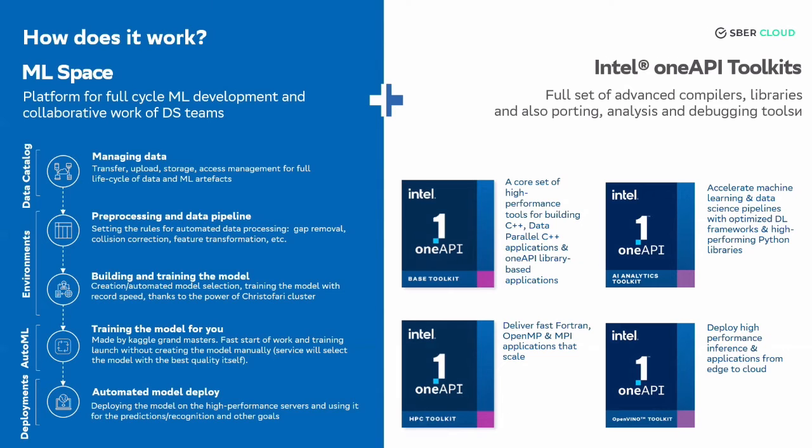Then we have the HPC Toolkit, which makes it possible to have high-performance computations using supercomputers and computer clusters. These computations can be used for meteorological research and forecasts. And finally, we have OpenVINO, yes. This toolkit makes it possible to optimize neural networks before we deploy them to the production environment.